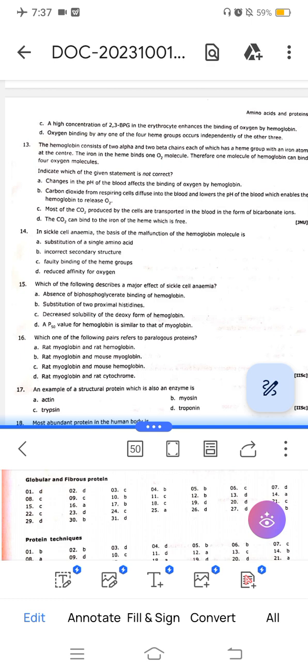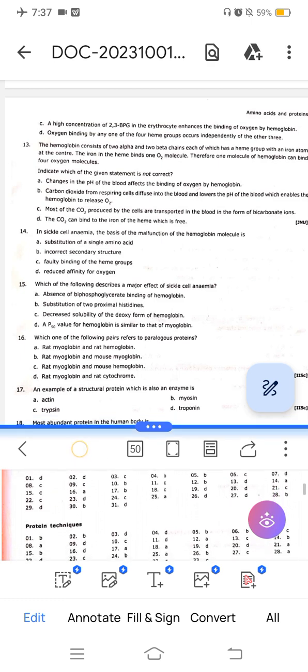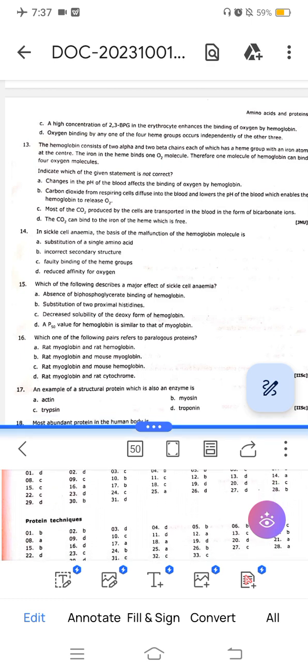The correct answer turns out to be A, substitution of a single amino acid. That is the malfunction. Then which one of the following describes a major effect of sickle cell anemia? 15, C. Decreased solubility of the deoxy form of hemoglobin.